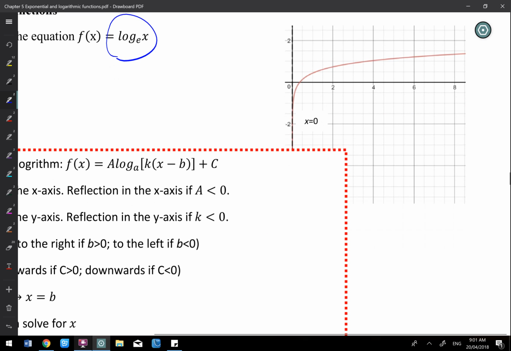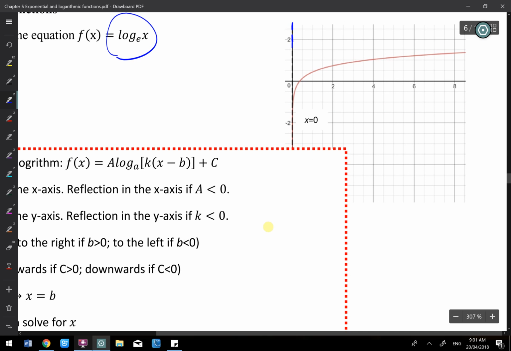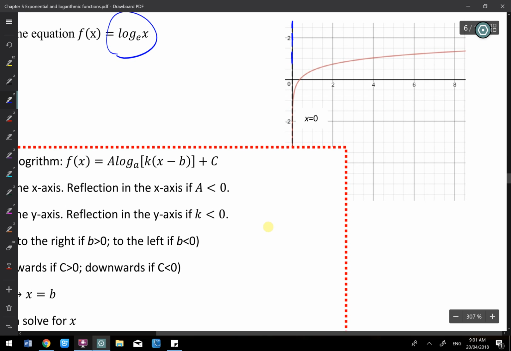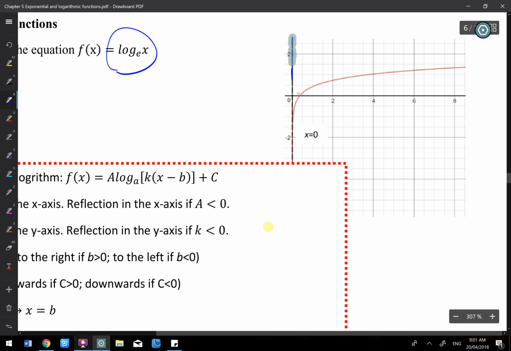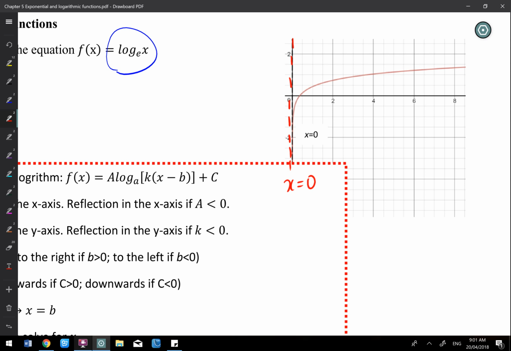And we have a vertical asymptote. You can't really see it clearly there, but there's a vertical asymptote. Use a nice color. You have a vertical asymptote at x equals 0. Why do we have a vertical asymptote at x equals 0?